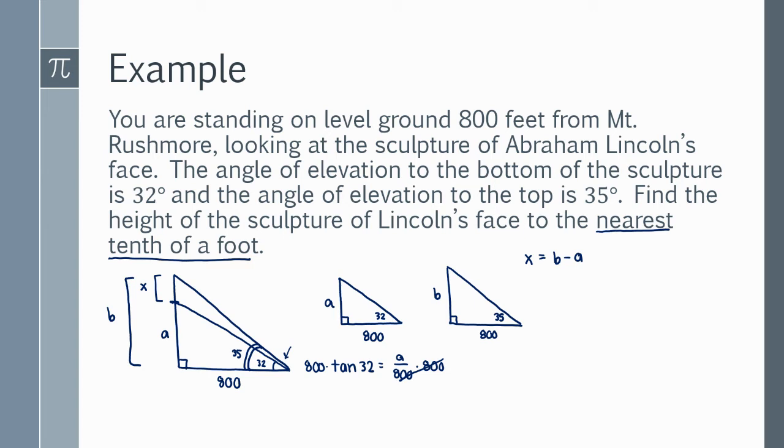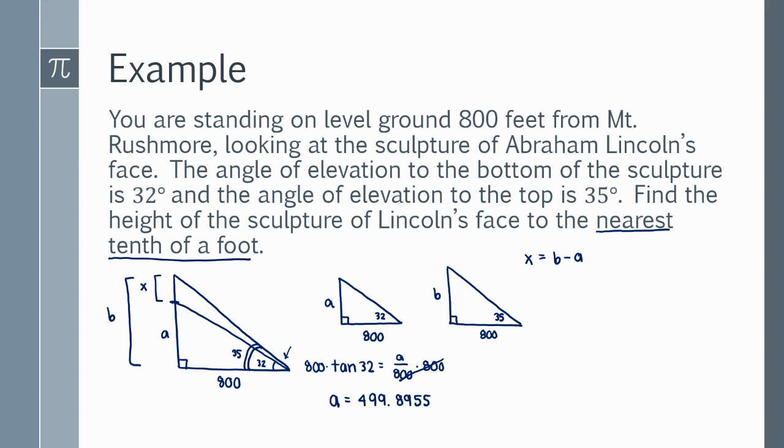800 times the tangent of 32. I would say we want to go more than a few decimals. So let's say that A is 499 point, let's do 4 decimals just to be on the safe side, 8955. Okay, so I don't want to completely round until the very end.